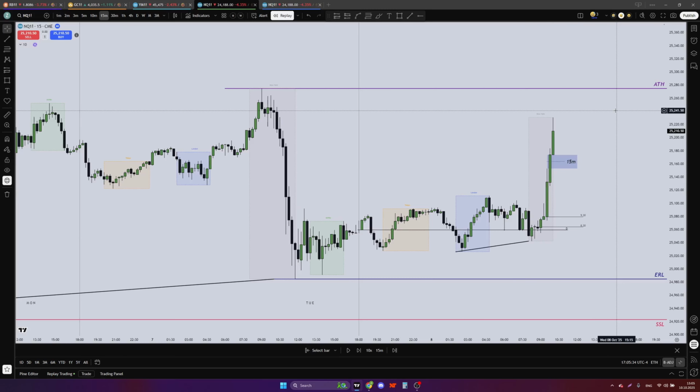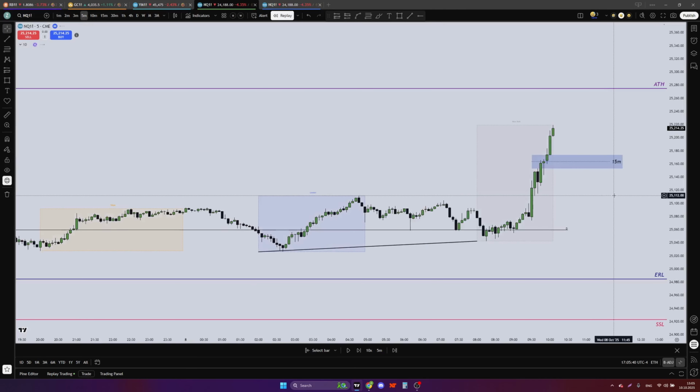In this case, 15-minute is good enough because we are trading really aggressively to the draw on liquidity. I'm not really trying to wait. Like in this case, 15 minutes makes perfect sense for me. And let's see what happens next.